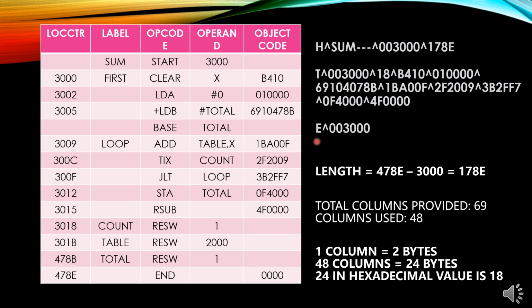And in end record, column 1 is E to specify it is end record, and column 2 to 7 is address of first executable instruction, that is again 3000.